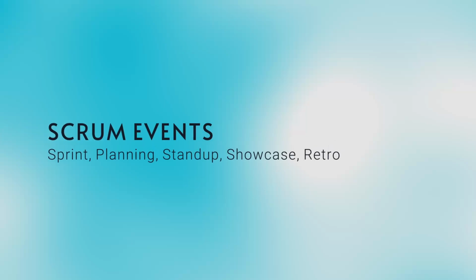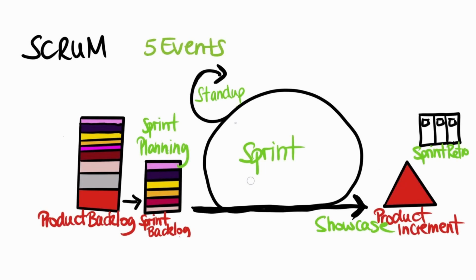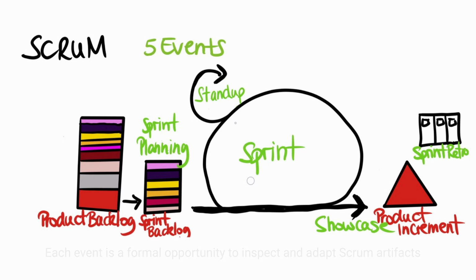Scrum events. There are 5 events in Scrum. The first is the sprint and is a container for all the other events. Each event is a formal opportunity to inspect and adapt Scrum artifacts. These events are specifically designed to enable the transparency required.